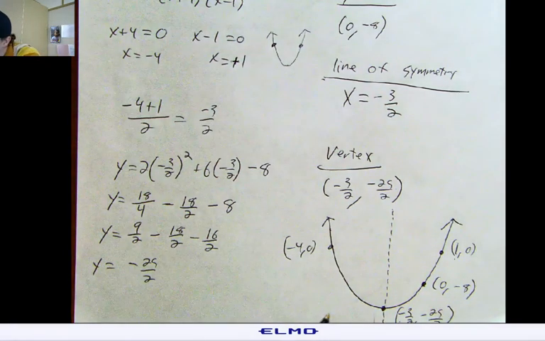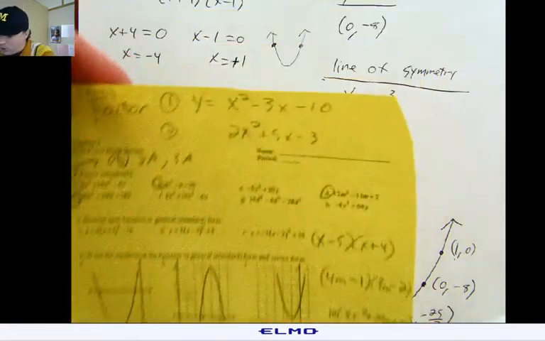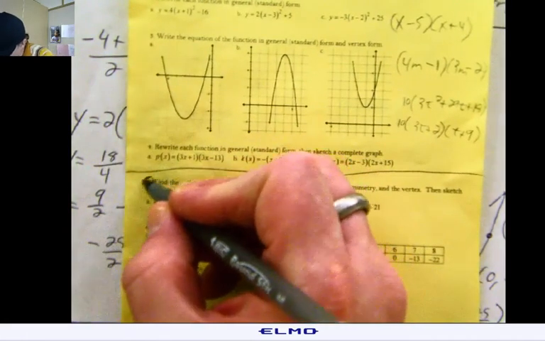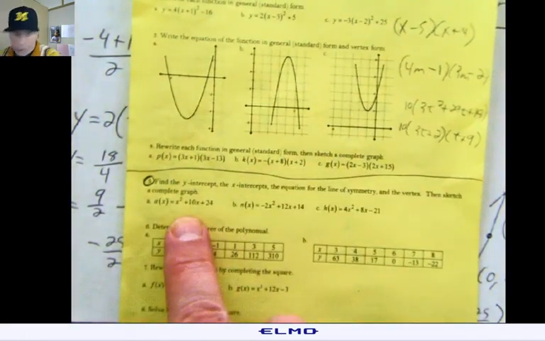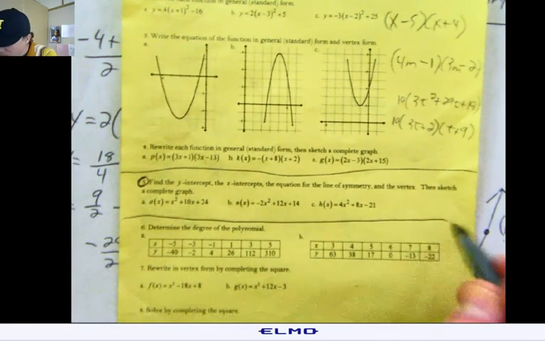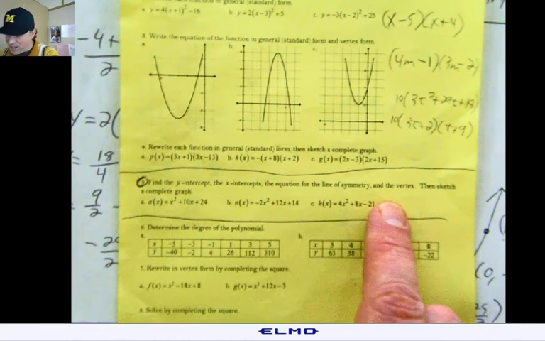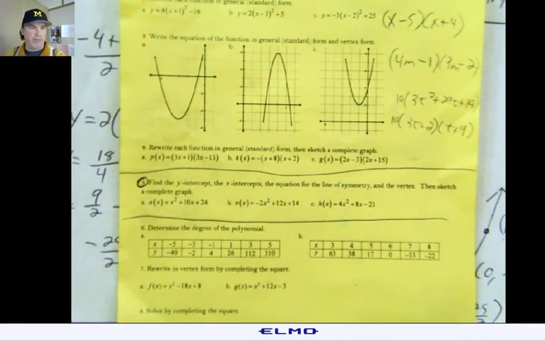The whole purpose of this lesson was, when you get back from break review, it's meant to help you out with this number 5 problem right here. Because number 5, they're asking for y-intercepts, x-intercepts, line of symmetry, and the vertex, the complete graph.